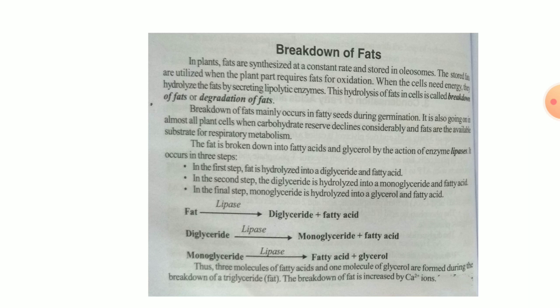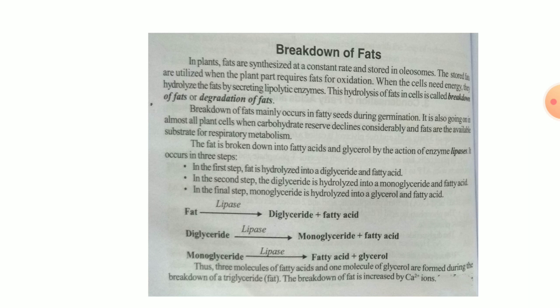In plants, fats are synthesized at a constant rate and are stored in the form of oleosomes. The stored fats are utilized when the plant part requires fats for oxidation. When the cells need energy, they hydrolyze the fats by secreting lipolytic enzymes. This hydrolysis of fats in cells is called the breakdown of fats or the degradation of fats.